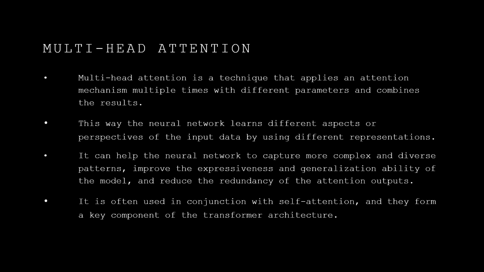Now, another term you might come across is multi-head attention. Multi-head attention is a technique that applies an attention mechanism multiple times with different parameters and combines the results. This way, the neural network learns different aspects or perspectives of the input data by using different representations. It can help the neural network to capture more complex and diverse patterns, improve the expressiveness and generalization ability of the model, and reduce the redundancy of the attention outputs. It is often used in conjunction with self-attention, and they form a key component of the transformer architecture.